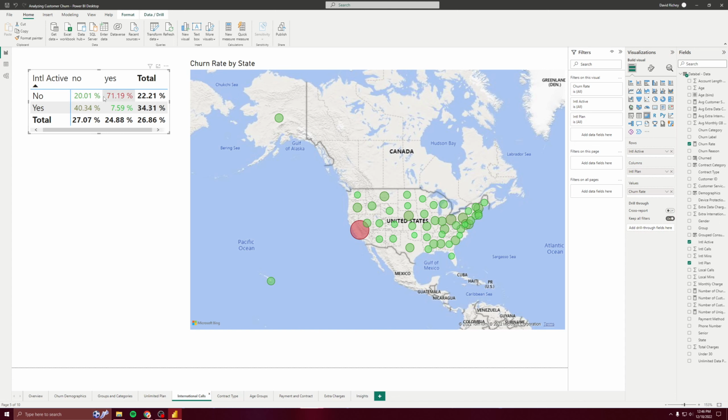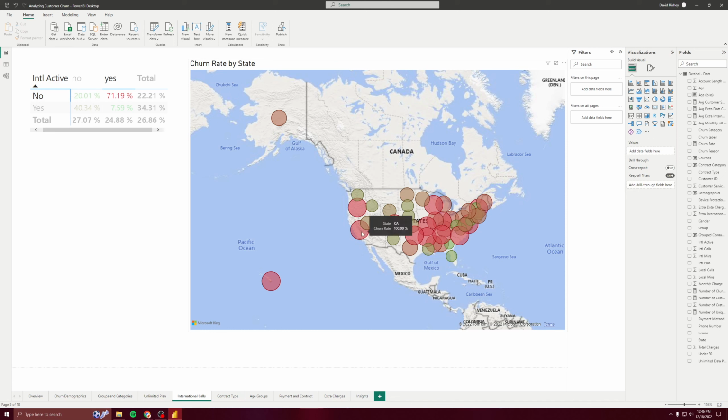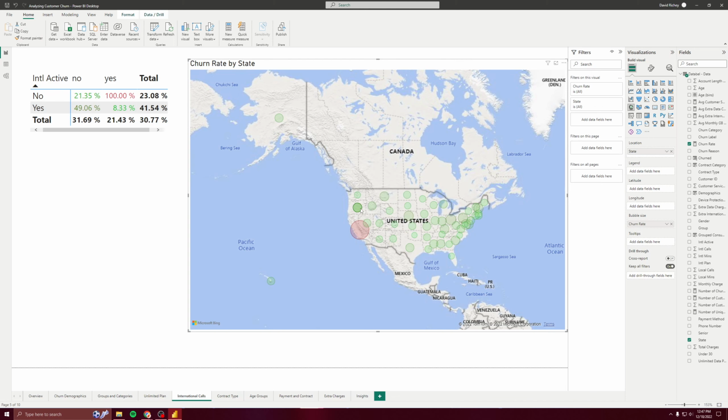So this is bad that there's this much churn for them not having an international call. And California is 100%, Oregon. Anyway, so this is by international calls.